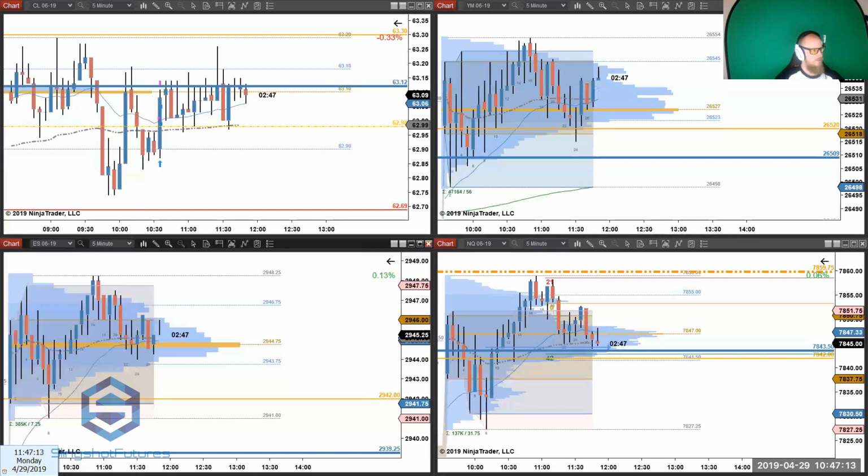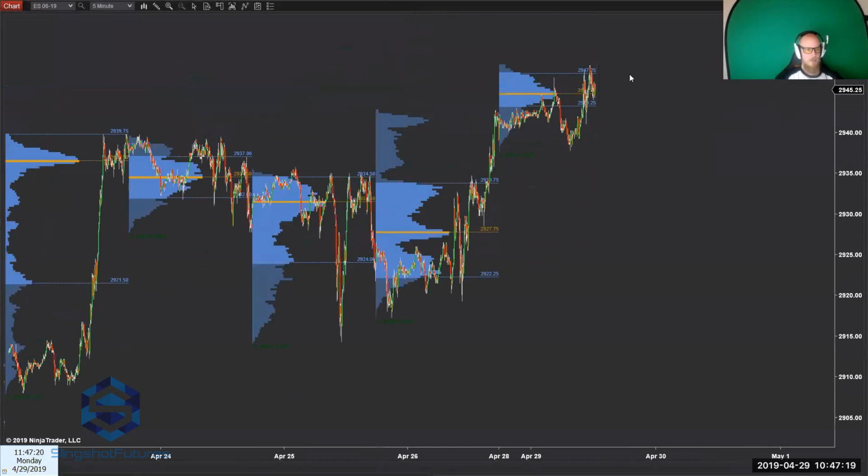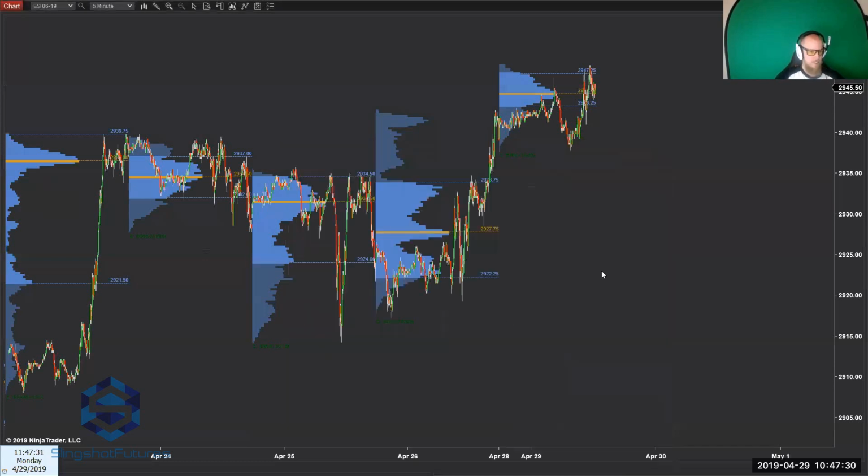I don't remember, does this have to be on a minute time frame, or is it the volumetric candles? Okay, there we go. This is one of the other indicators that NinjaTrader has to offer in their order flow suite. That is the order flow volume profile. Pretty straightforward. But what this is going to show us is several different areas of potential interest.